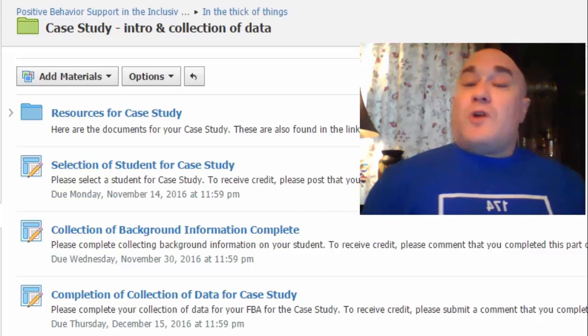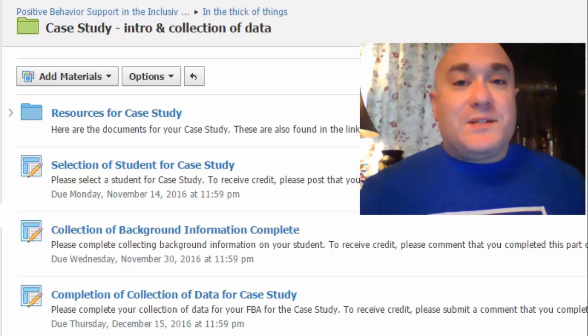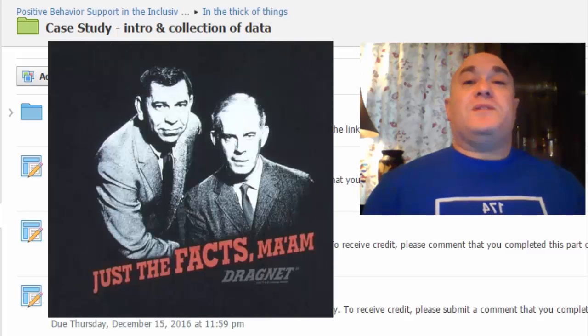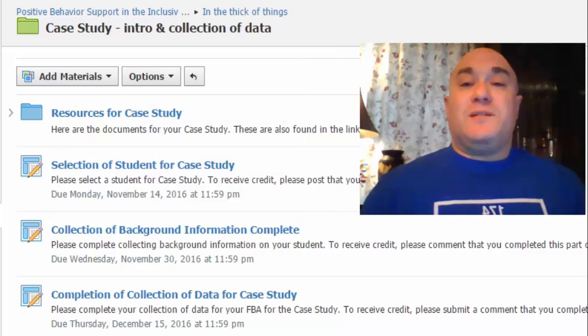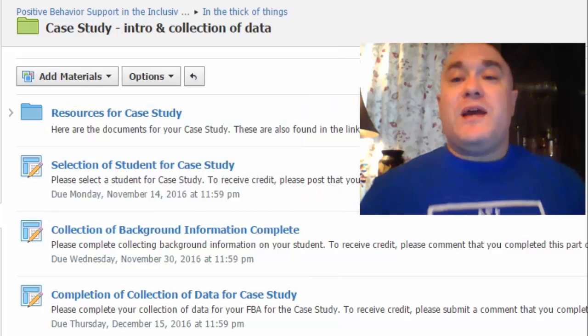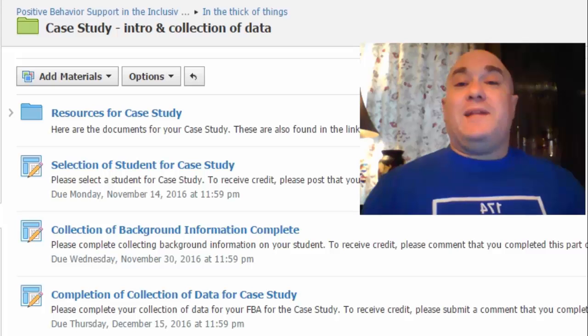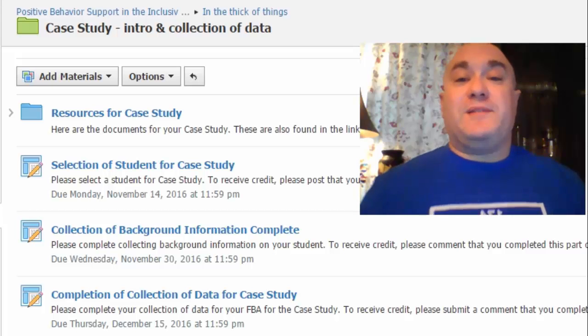That's all we're doing. We're not doing any analysis. All we're doing right now is just identifying the specific behavior that the student is displaying that you want to measure, and then tallying the number of times the student displays that behavior.